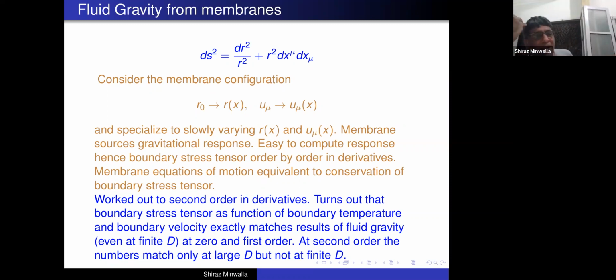But once again, there's a surprise. I'm not sure it's a surprise, but once again, something nice, which is that the constitutive relations to first order in the derivative expansion work out exactly right, even at finite D, even though that was not guaranteed to happen. Though from second order onwards, the constitutive relations that we get from this procedure are only correct at large D, but they have 1 over D corrections.